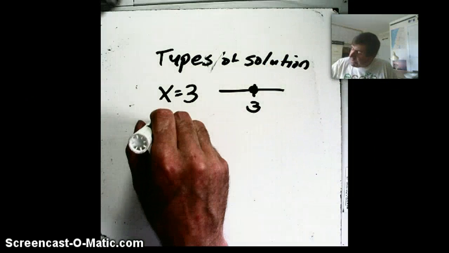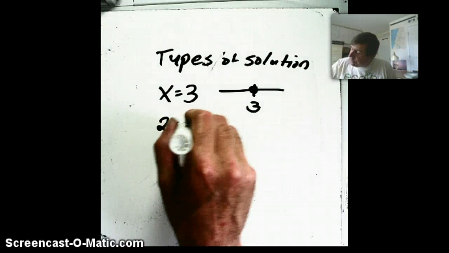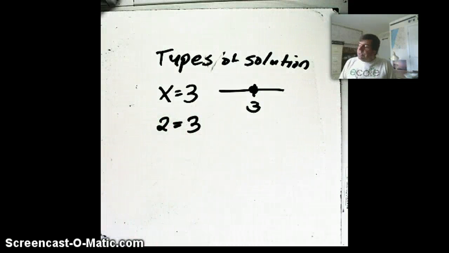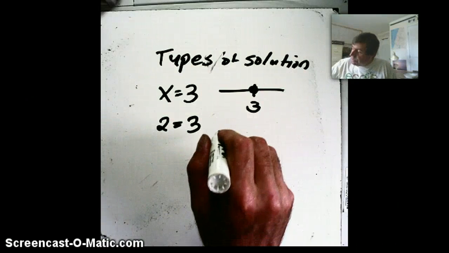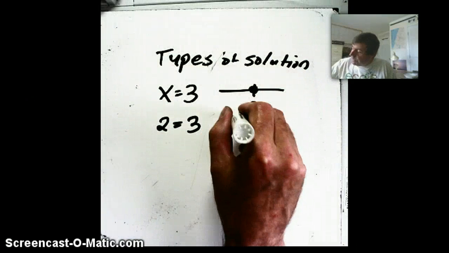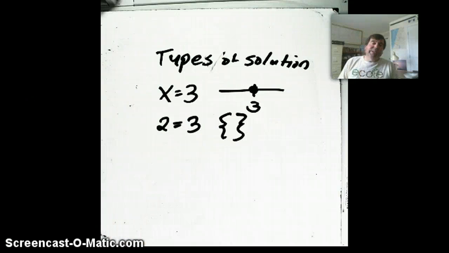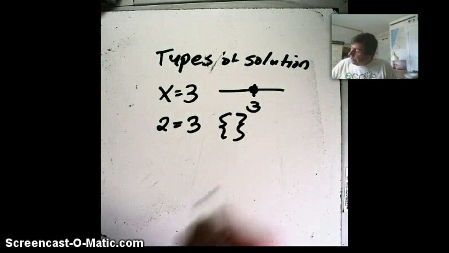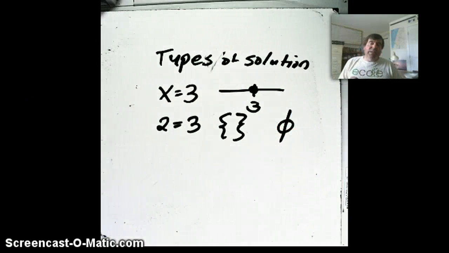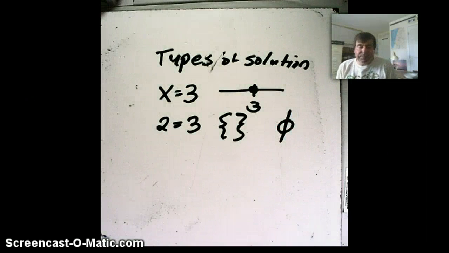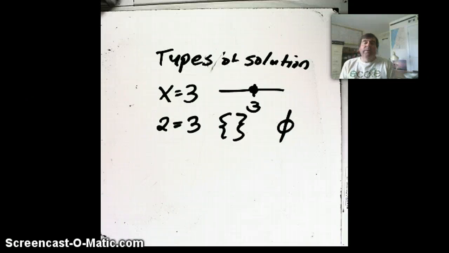Now, if I solved my equation and all my variables dropped out and I got 2 is equal to 3, that is obviously not true. That's not true today, not true yesterday, not true tomorrow. So that would be no solution. You could write it like this. That means set theory, no one's home. Or you could write it with the Greek letter phi. Actually, you say phi, but we'll say it that way.